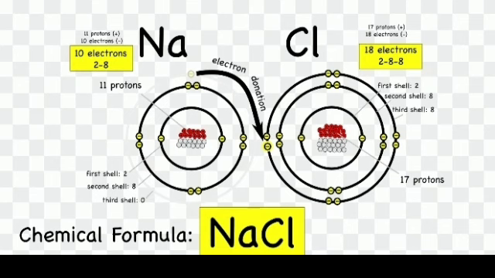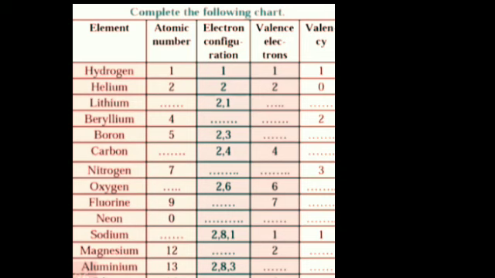From this, the electronic definition of valency is: the number of electrons that an atom of an element gives away or takes up while forming an ionic bond is called the valency of that element. Now see this table and complete it.